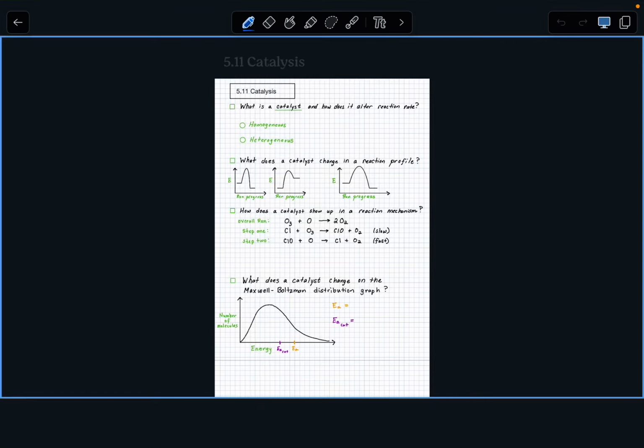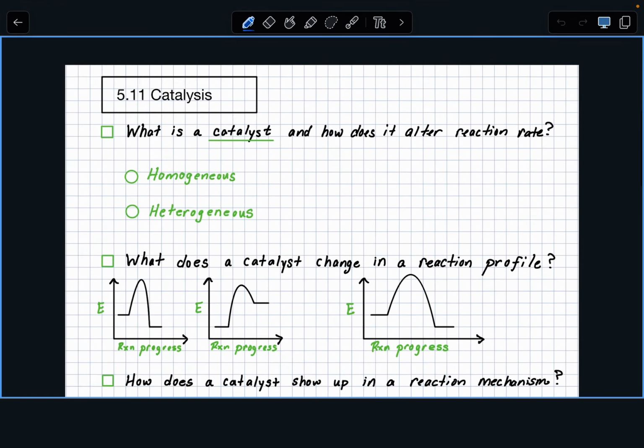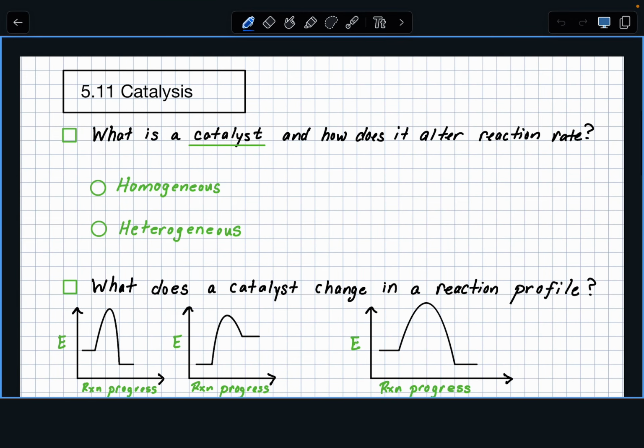In Unit 5 of AP Chemistry's Kinetics unit, the final section, topic 11, is called Catalysis, which is basically using a catalyst in a reaction. So what we're going to cover is what is a catalyst, how does it change an energy profile, how does it show up in a mechanism, and how do you write the rate law if it is involved in the rate determining step, and how does it change the Maxwell-Boltzmann distribution, or what changes on the Maxwell-Boltzmann distribution. So those are the top 4 ways that a catalyst will show up in content or in questions on the AP exam.